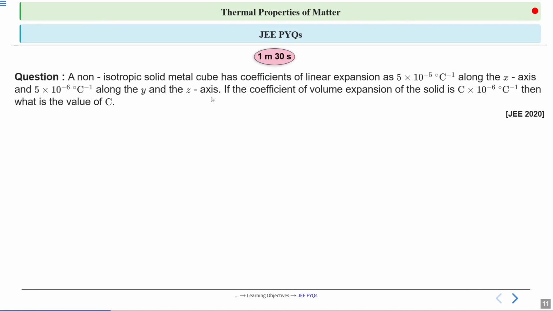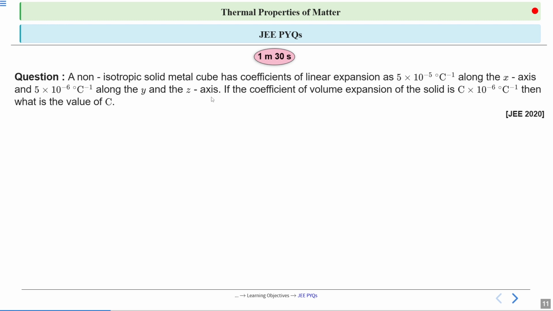Second question. A non-isotropic solid metal cube has coefficients of linear expansion as 5 into 10 raised to the power minus 5 per degree Celsius along the x-axis and 5 into 10 raised to the power minus 6 per degree Celsius along the y-axis and z-axis. If the coefficient of volume expansion of the solid is C into 10 raised to the power minus 6 per degree Celsius, then the value of C is what?